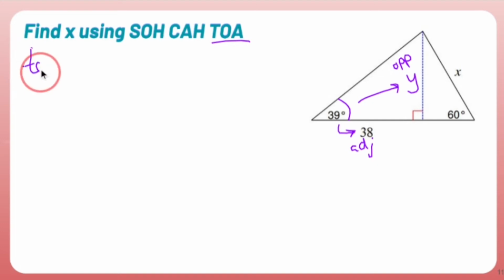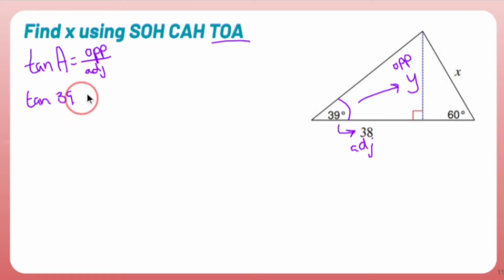When we set up TOA, we say tangent of my angle is the opposite side over the adjacent side. Tangent, opposite, adjacent. So I'm going to fill in what I know. Tangent of 39 is going to equal the opposite side, which I don't know, over the adjacent side, which is 38. My issue right now is I have zero clue what 39 degrees is. Make sure if you use Desmos, if you use a graphing calculator, you have your mode set to degrees.